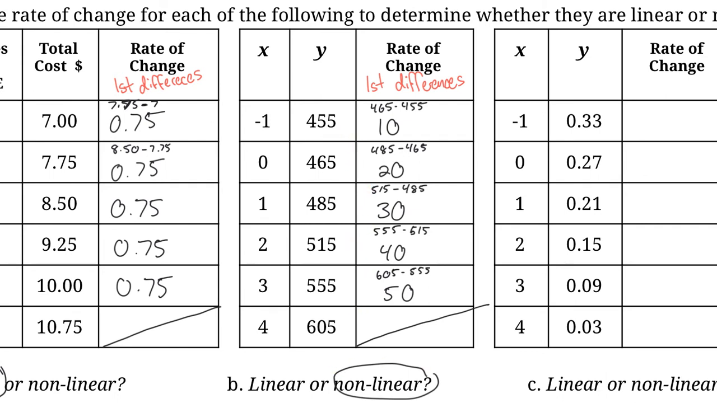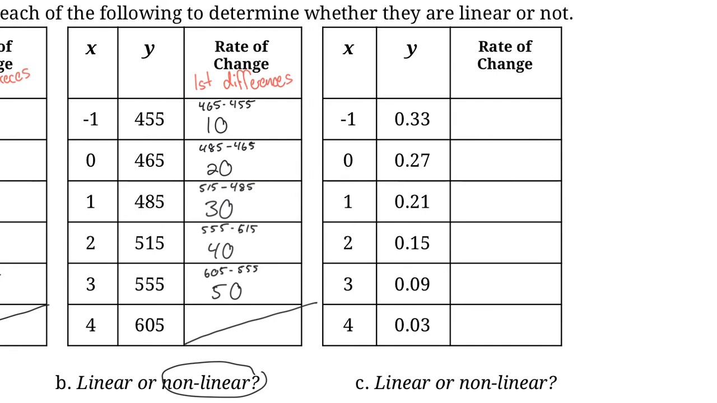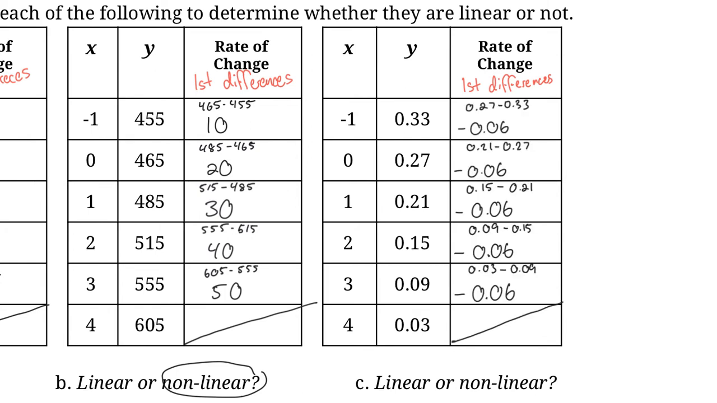If they are not the same number, if your y values are going up by different numbers, then it's going to be nonlinear. So now I want you to go over to the next question and try this one on your own. Find your first differences between your y values and see if this is a linear relation or a nonlinear relation. If you calculated your first differences, you should have done 0.27 minus 0.33, 0.21 minus 0.27, and continued that. You should have gotten that the first difference is equal to negative 0.06, and this is our rate of change. Since these are all the same number, this is a linear relation.